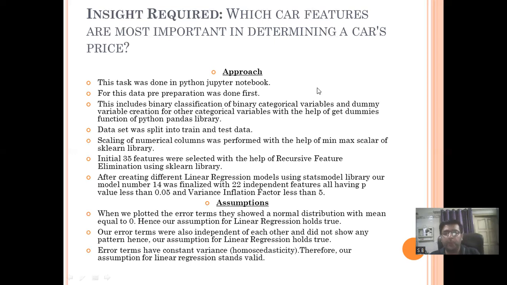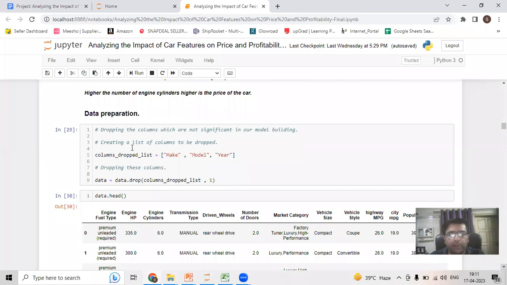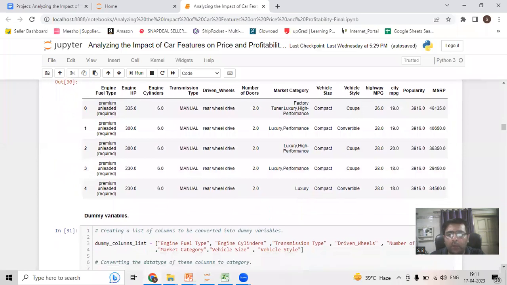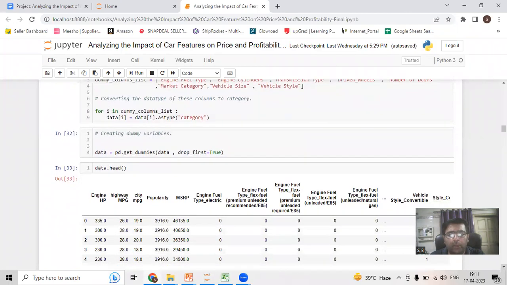So coming on to our Jupyter notebook, which will show us how our model was created. This is our data preparation model. In this, some of the columns which were not required for the model creation were dropped. Here we have created the dummy variables for categorical variables.